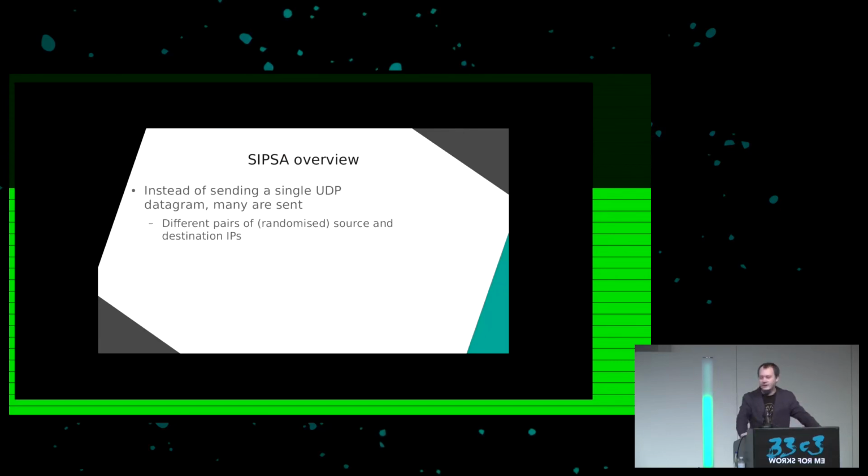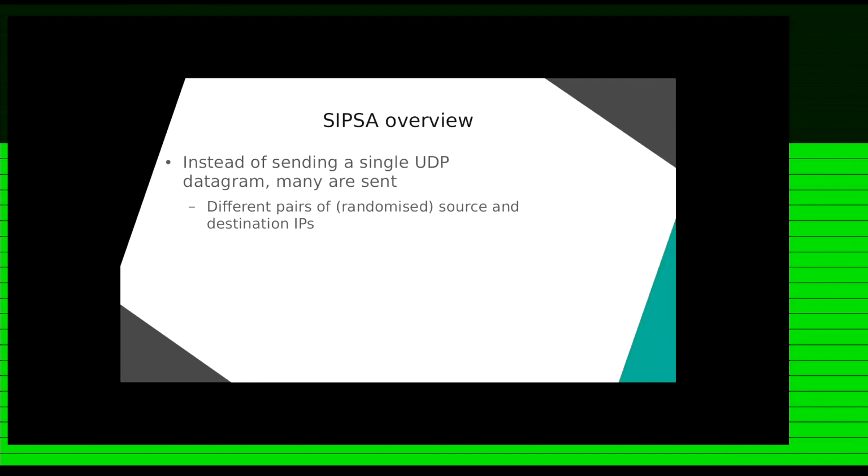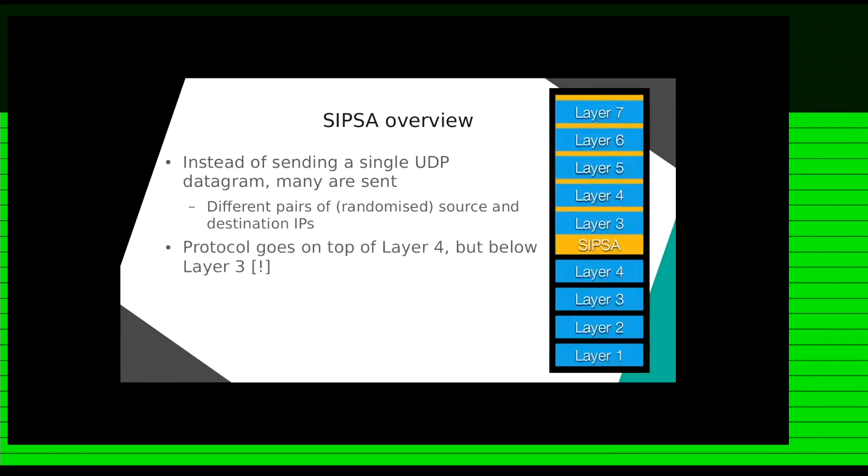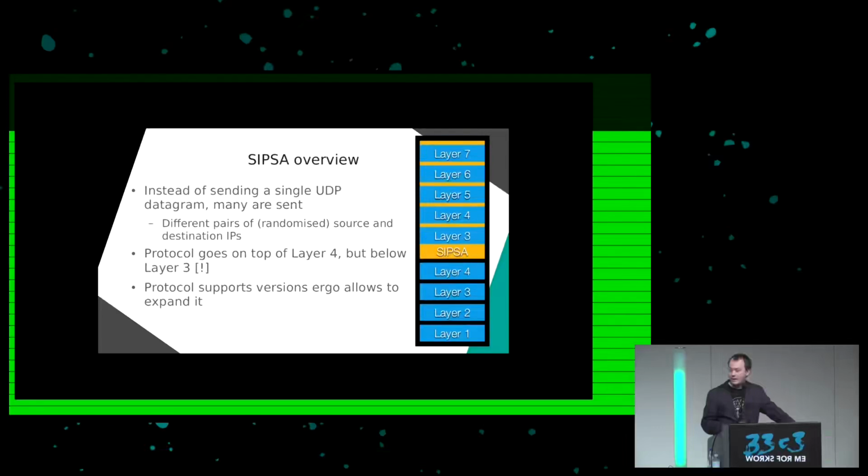Zipza. Instead of sending a single UDP datagram, we are sending many. We can send, for example, 64 datagrams. We create a randomized list of source and a randomized list of destination IP addresses, for example 8 of each, and then we send all 64 cross-combinations. Our protocol lives above layer 4, and it includes in the current standard layer 3 again on top, so you can encapsulate anything you want in there, including TCP connections. It supports versions, so it allows for expansions.